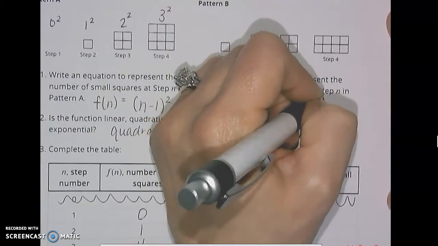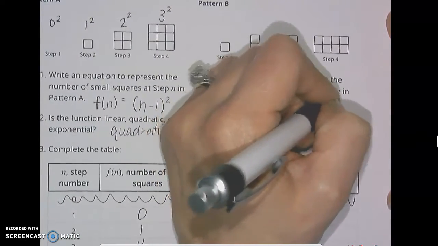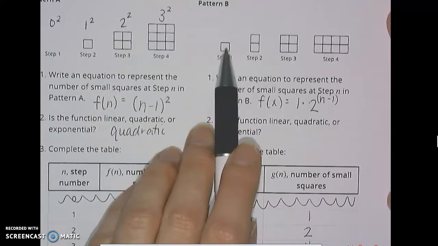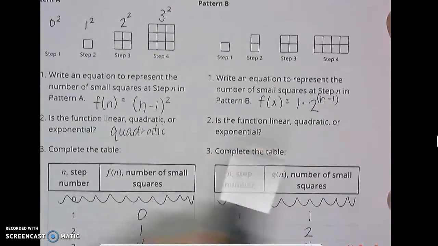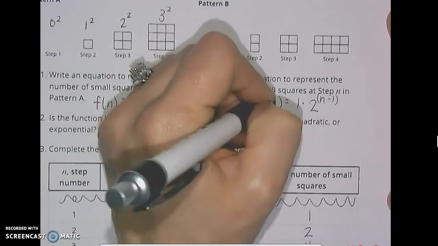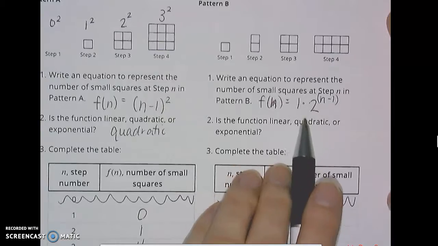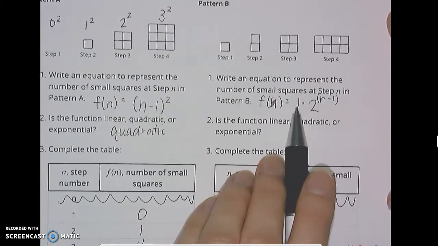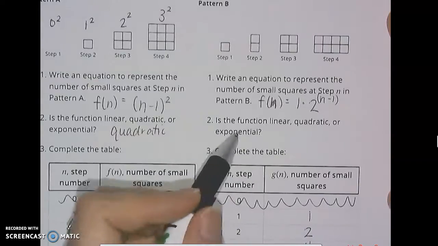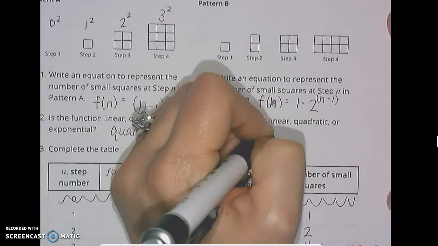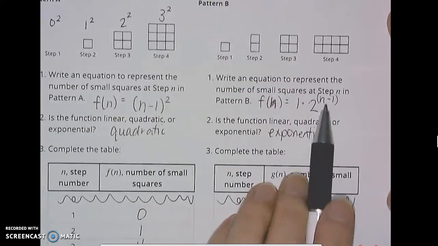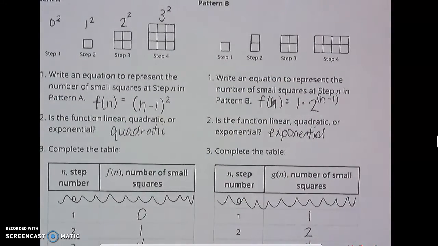We're doubling. So it's going to be 2 to the, now it's not just n power, because that means that if I take 2 to the first power, there should be 2 blocks here. That's not what it is. But we're going 1 step back from that, okay? So f of n equals 1 times 2 to the n minus 1 power, or just 2 to the n minus 1 power. Now what is this? Is this linear, quadratic, or exponential? This one is exponential because the variable is in the exponent, okay?